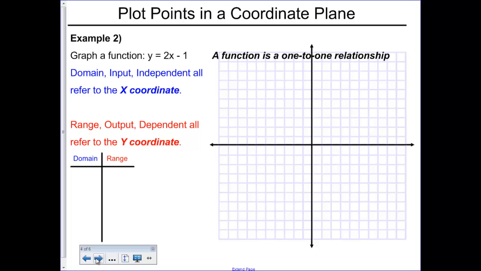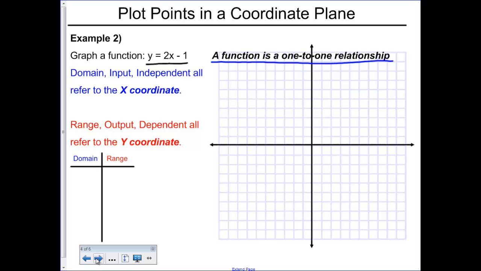Example 2, plot points in a coordinate plane. We're going to graph a function, and the function we're going to graph here is y equals 2x minus 1. The first thing you know is that a function is a one-to-one relationship. That means for every input, it matches only one output. So let's go ahead and take a look at what that means.